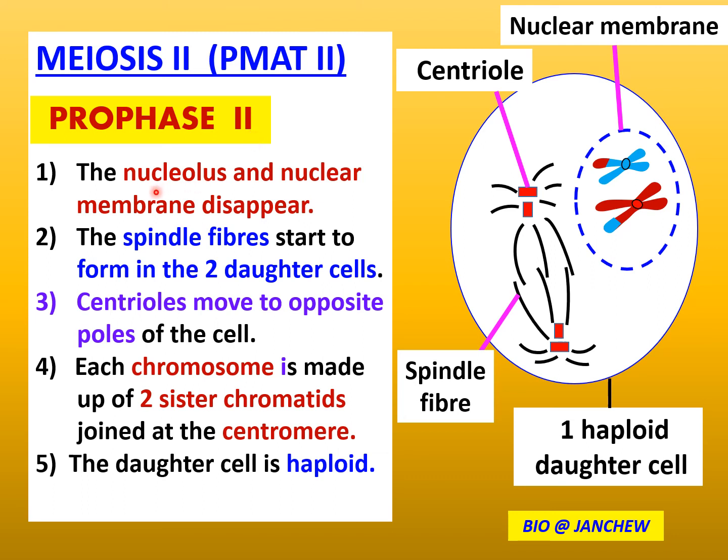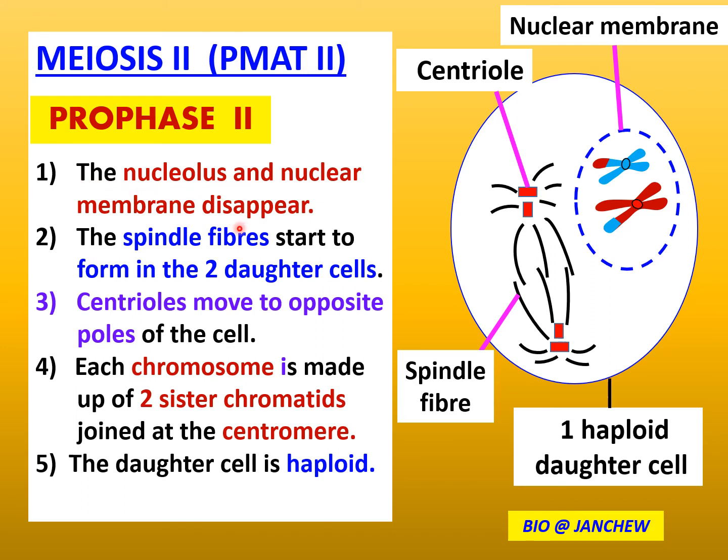The events that occur in prophase II are quite similar to the events that occur in prophase I of meiosis, except that there is no crossing over and no synapses. No synapses and crossing over. So let's look at the events that occur.